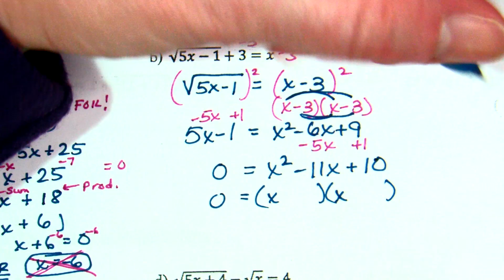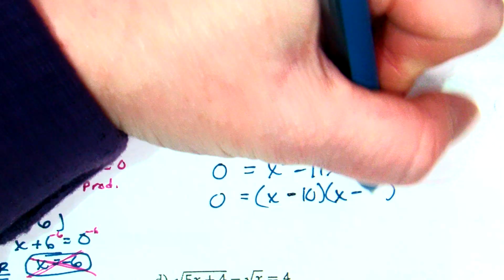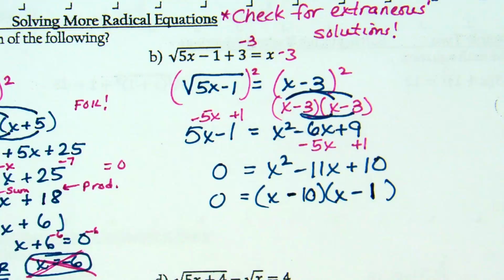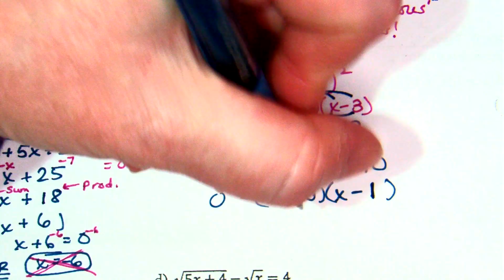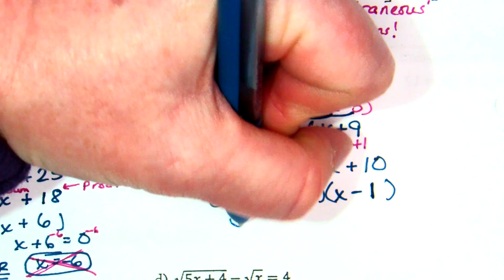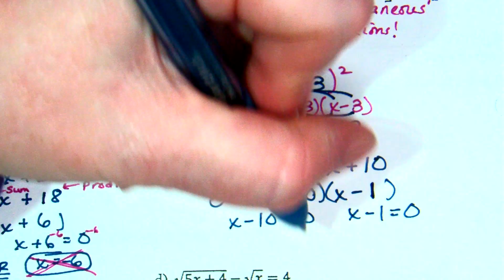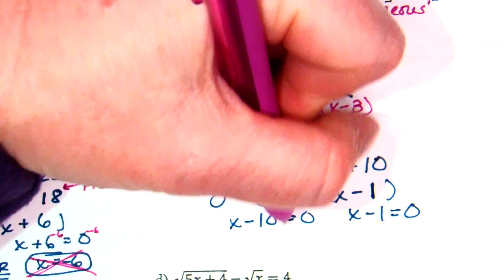Are negative 10 and negative 1 my answers? No. Set both factors equal to 0. X minus 10 equals 0 or x minus 1 equals 0. Solve for x. Add 10 in one, add 1 in the other. So we get solutions of 10 and 1.